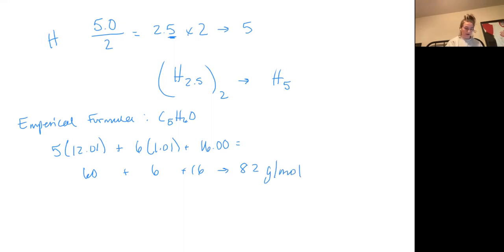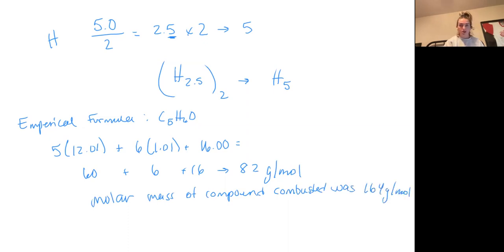Okay. So if they told you that the molar mass of the compound combusted was 164 grams per mole, you would take the molar mass you were given for your molecular formula and divide that by your empirical formula mass, and you would get 2, which means you need twice as many things in your compound in order to get to that molar mass. So you would take your C5H6O, multiply everything by 2, and we get C10H12O2.